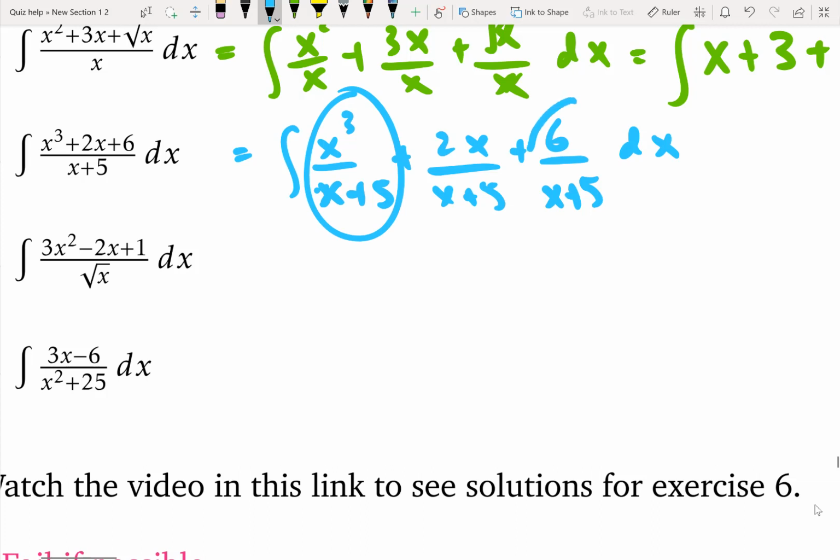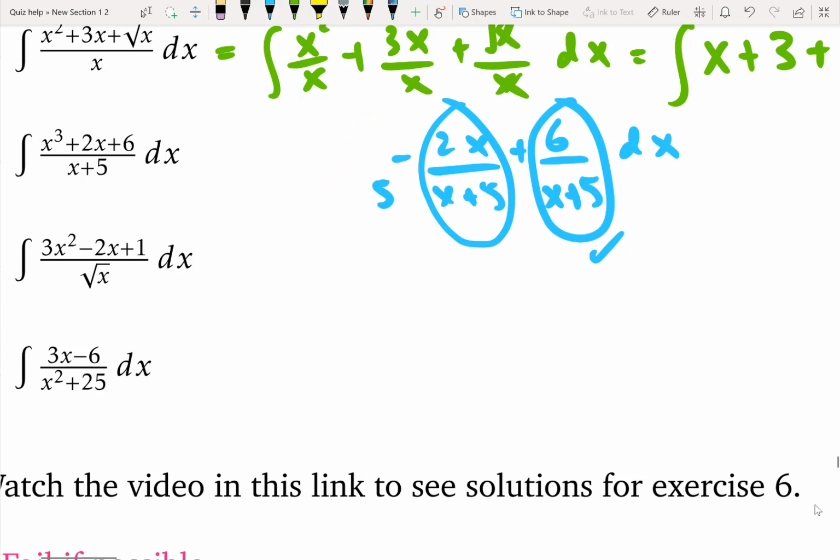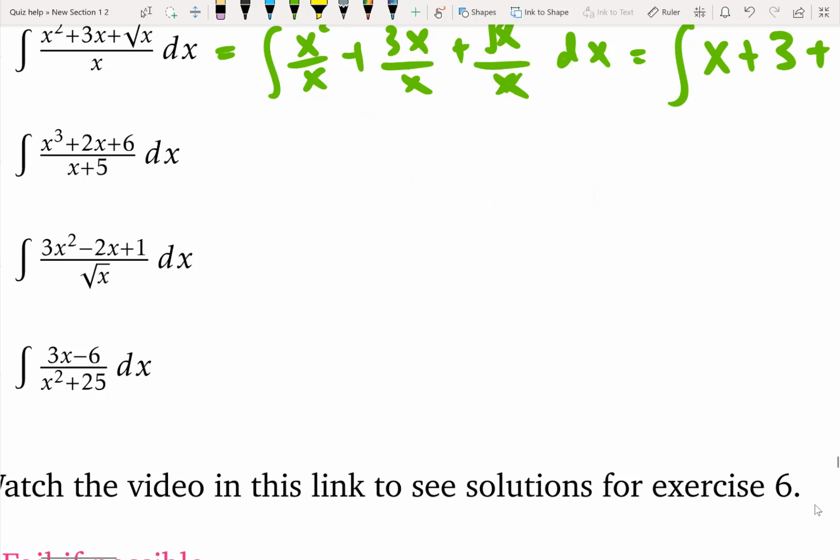Well, we know how to integrate 6 over x plus 5. Yes, it's 6 times natural log of x plus 5 after you integrate. But we still don't know how to integrate 2x over x plus 5 using a basic rule, right? So this trick is not useful here. Alright, so that is how you determine. We don't know how to integrate this one yet.